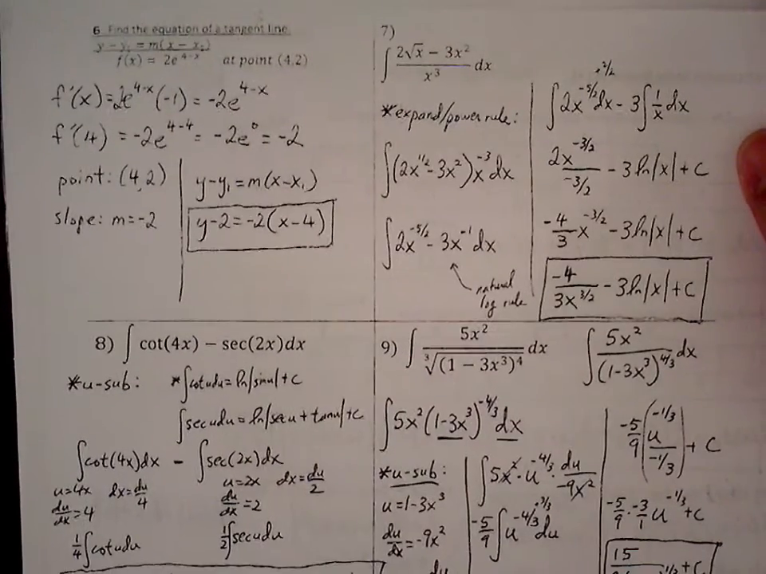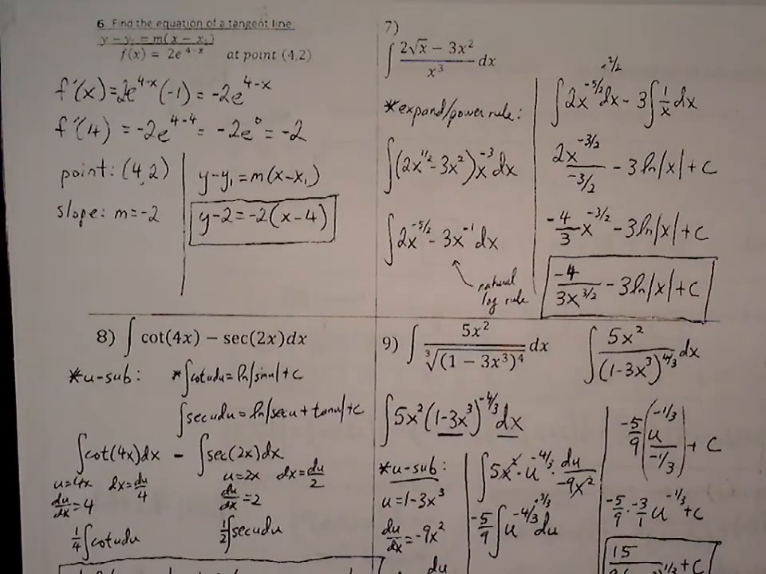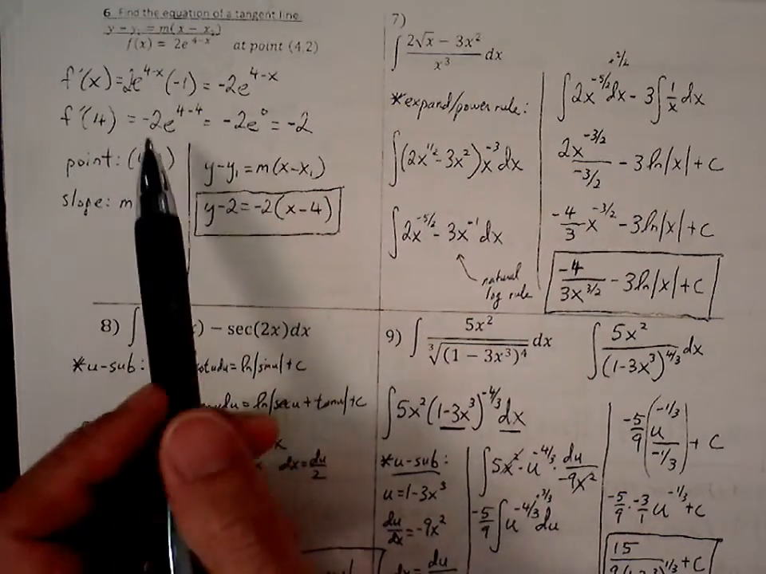Okay, number 6, next page. Number 6 says find the equation of the tangent line. So to find the tangent line equation, we need to first find the slope. So to find the slope, we need to find the derivative. To find the derivative, we look at our rule.